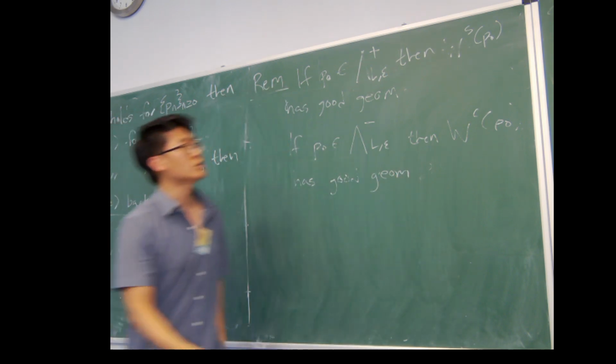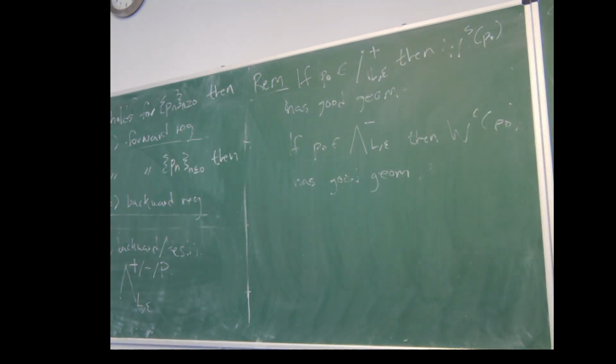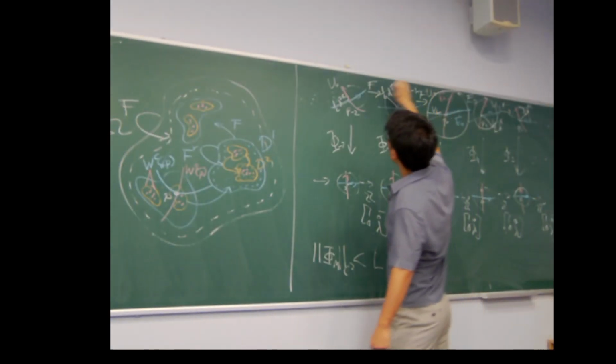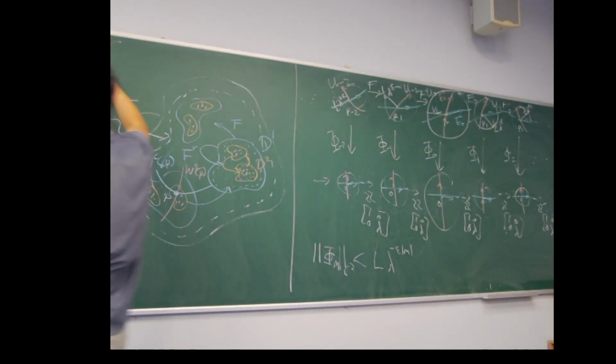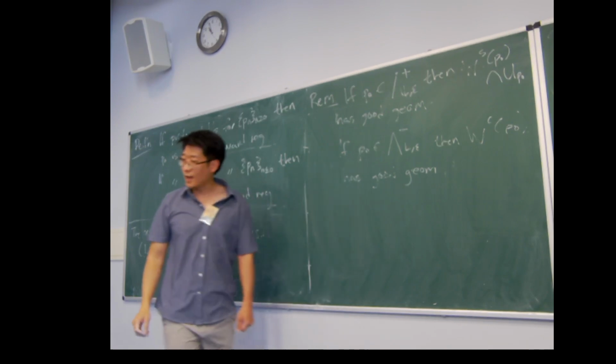Yes, true. So actually, you know what? I should be more specific. So let's label these balls as U_i. So U naught, U1, U minus 1, and so on. Then if you were to intersect this with U of P naught, then it has good geometry.